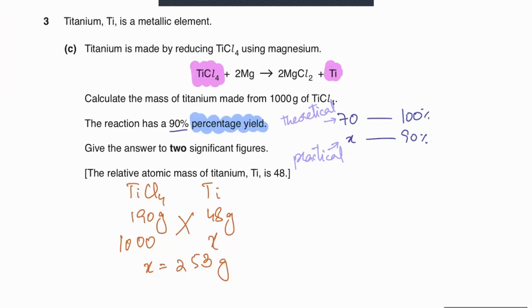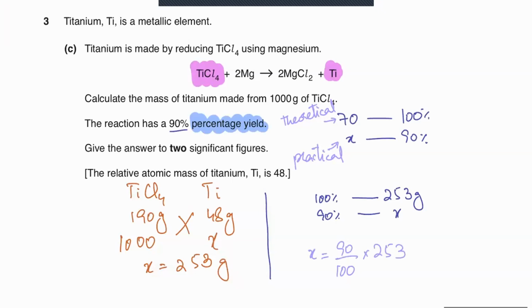This is only 90% true. So I'll say that if it was 100% true, my answer would be 253. But since it is 90%, my answer is going to be X. And this is how you solve question of yield. The traditional method of doing this, if you're comfortable with that, we can go on over that. The answer would be X equals 90 over 100 times 253, which is technically the same thing as cross multiplying.